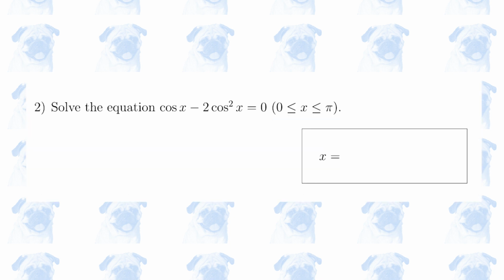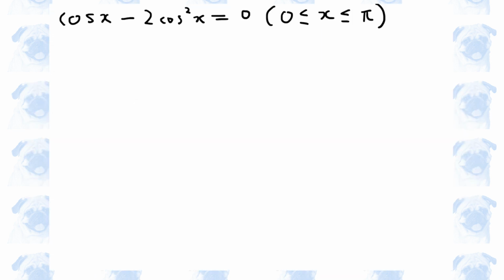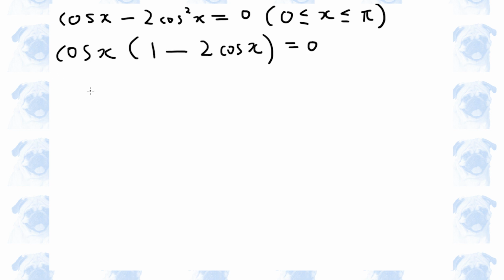Section 1, Number 2. First of all, let's factorize the left-hand side of this equation. So from this we know that cosine x is equal to 0, or 1 minus 2 cosine x equals 0.